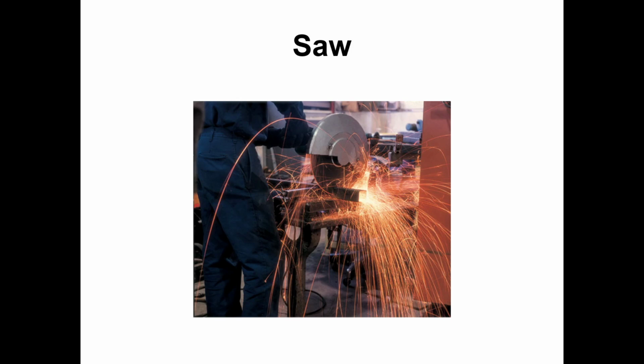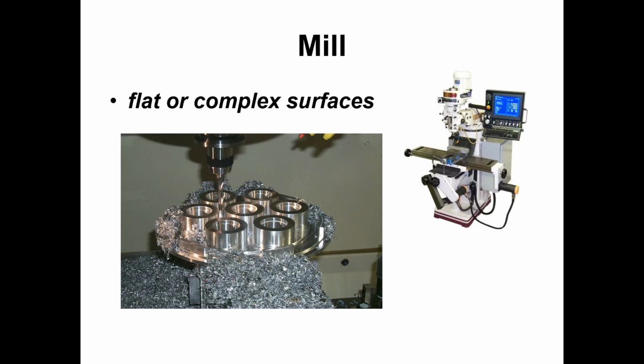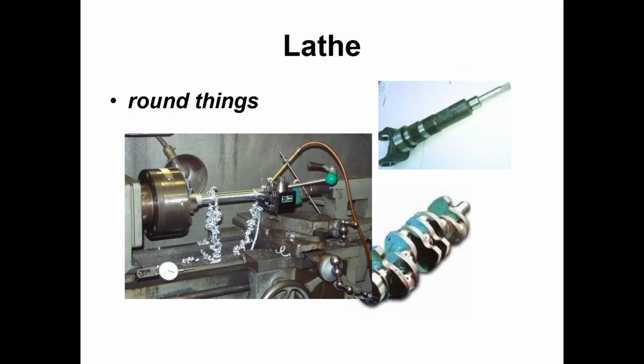So you could saw it, all right? This is a grinder saw, I think. You can mill it. A mill is like a drill press, except it moves to the sides, kind of moves up and down and side to side. You can make complex shapes with that. There's a lathe, right? You can turn things around real fast and cut them.